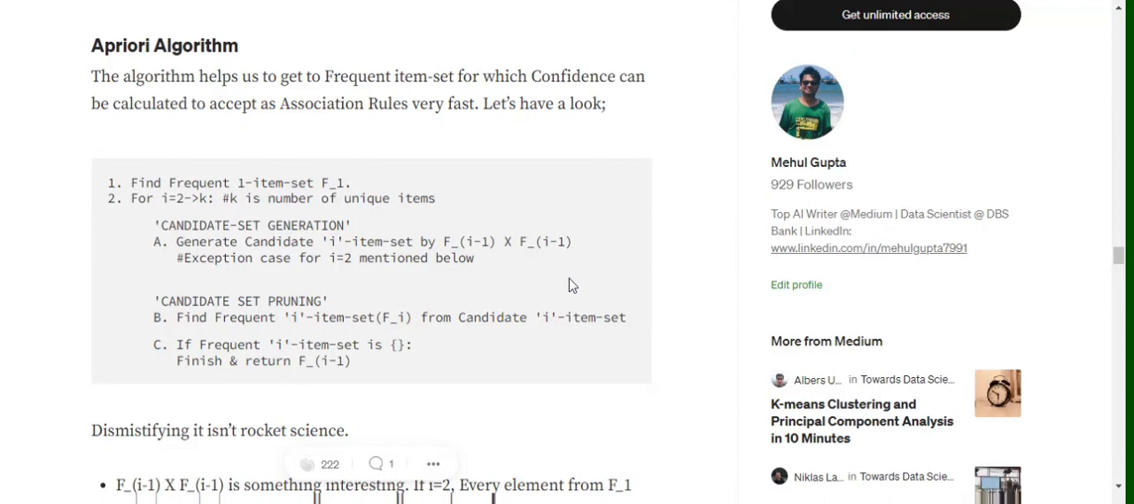So the first step is to figure out frequent one item sets. If you remember, I told you that one item set means that there is one element in the item set.